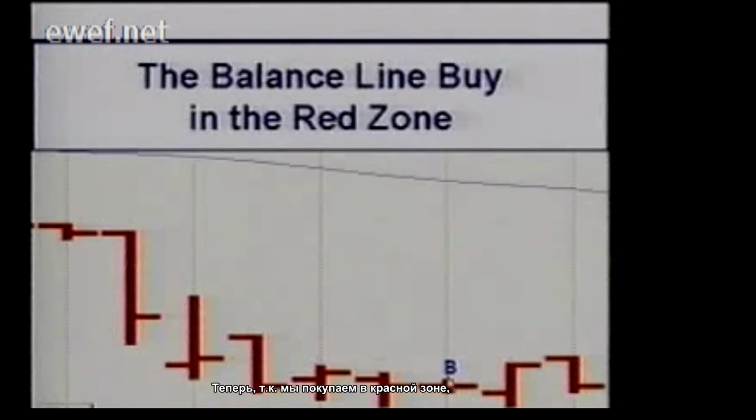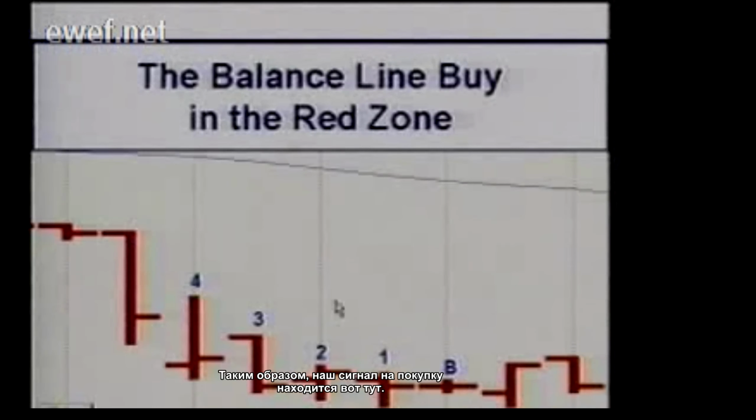So now, since we're buying in the red zone, we want to double whatever is normally necessary. Normally it's base plus 2, but here we want to double it, so it would be base plus 1 plus 2 plus 3 plus 4. So our buy signal is here.